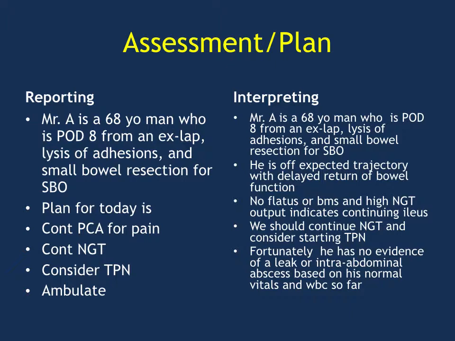So on the left for the assessment and plan is a 68-year-old man, post-op day from X, lysis of adhesions and small bowel resection for SBO. Oftentimes from there they go right on to the plan for today, et cetera, et cetera. Whereas on the right is the same identification of the patient, but there's an assessment or interpretation of whether the patient is off trajectory. In this case, if this person does not have bowel function yet and still has an NG tube, they are off trajectory because you'd expect return of bowel function a little bit earlier. So that is an interpretation that the learner has to make.